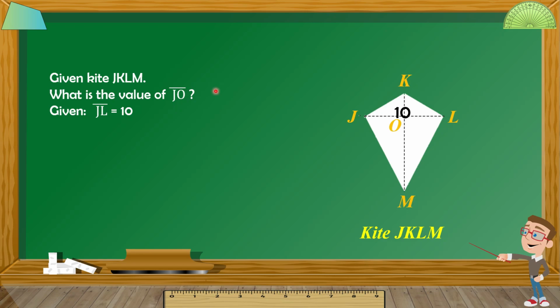So, simple lang. I-divide lang natin si JL ng 2. Diba? Based sa theorem, binabisect si JL nung diagonal KM. Kaya, magdi-divide tayo ng 2 dyan since itong segment JO and OL ay congruent. So, divide lang natin yung JL natin. So, that is 10 divided by 2 and simply, the value of JO here is 5.